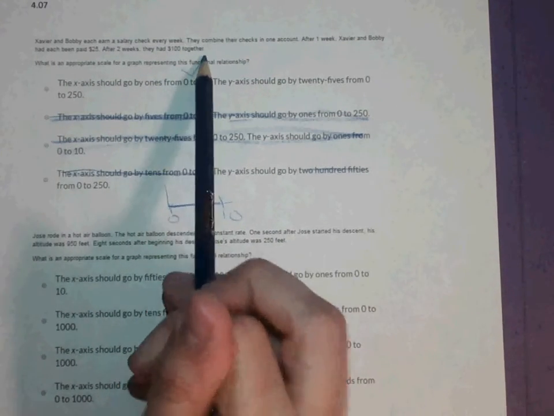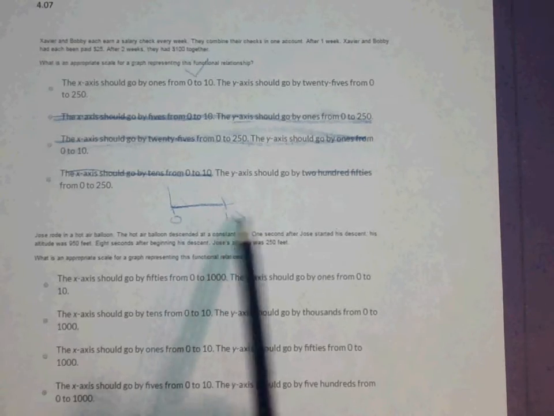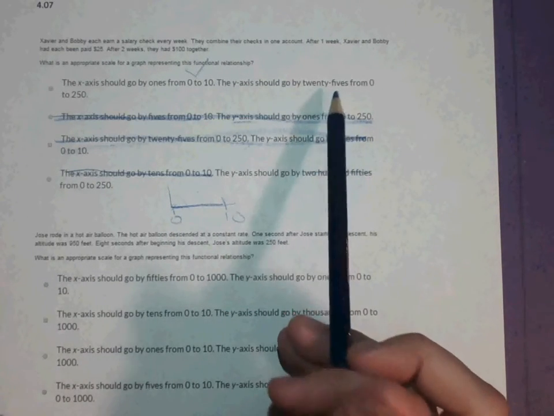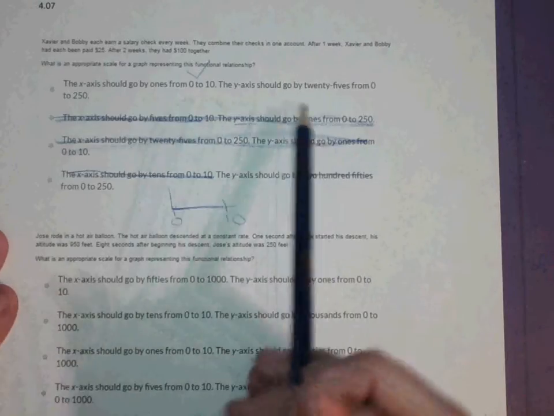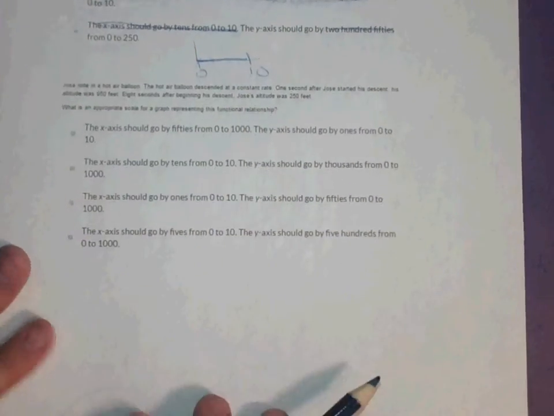Well, I think that would work because it would give us 10 spots so we could accurately put those on the graph, and the y-axis should go by 25s from 0 to 250. So yes, I think that would work. So our answer was A.